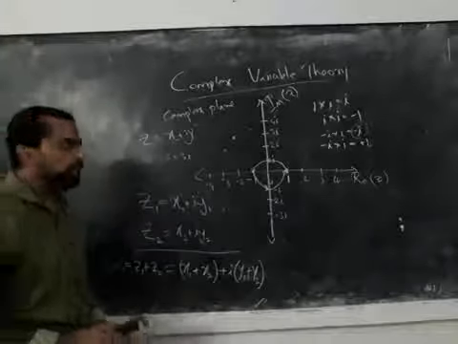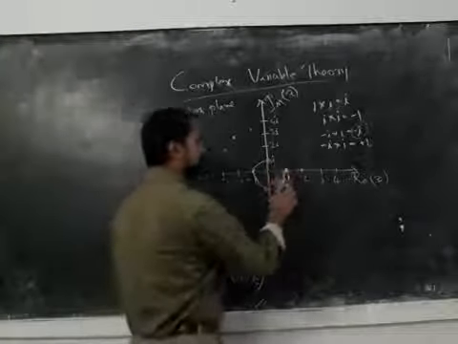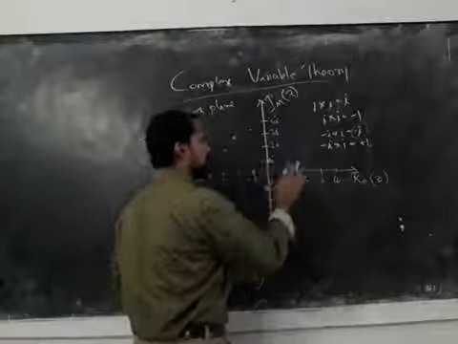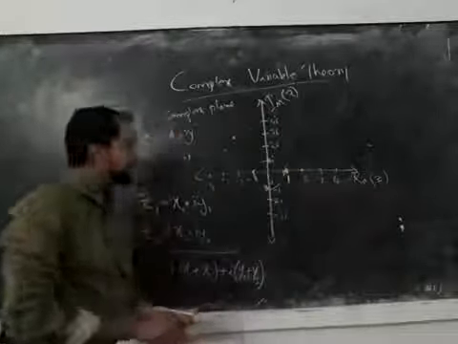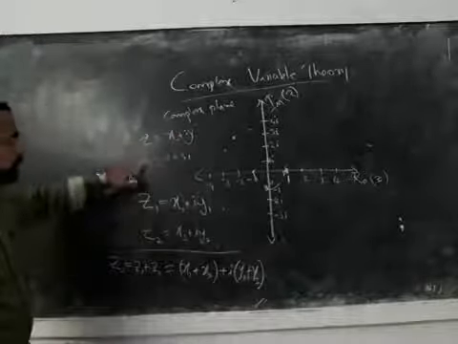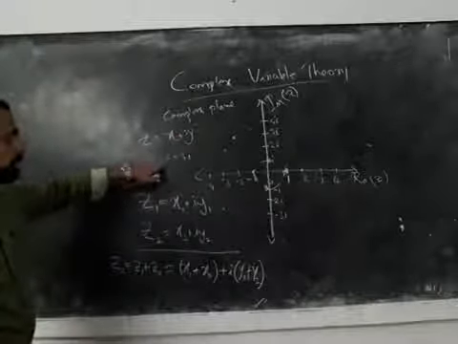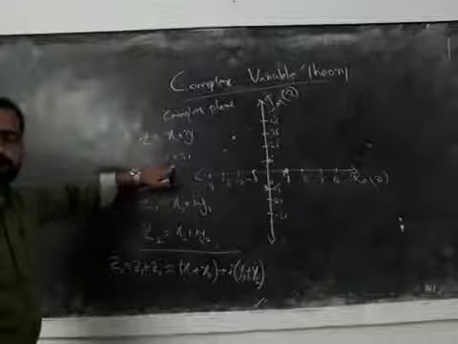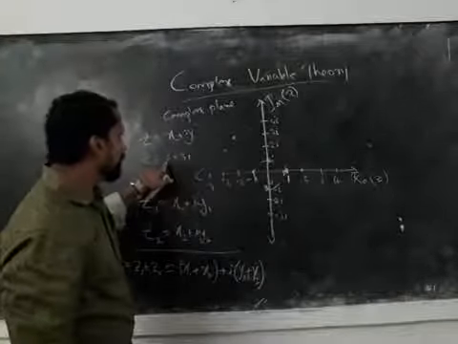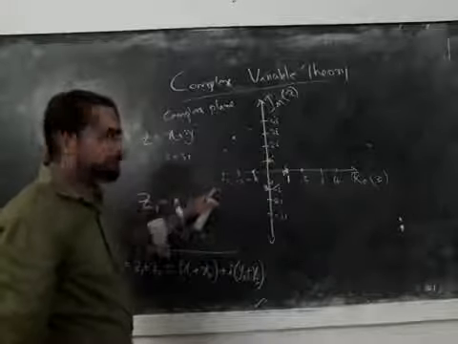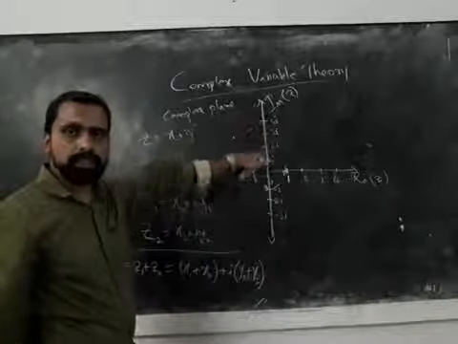The next thing we discussed is about the representation. Representation is simple. I told you, if you have a complex number z equal to minus 2 plus 3i, then you have to look at minus 2 units on the real axis and 3 units on the imaginary axis.